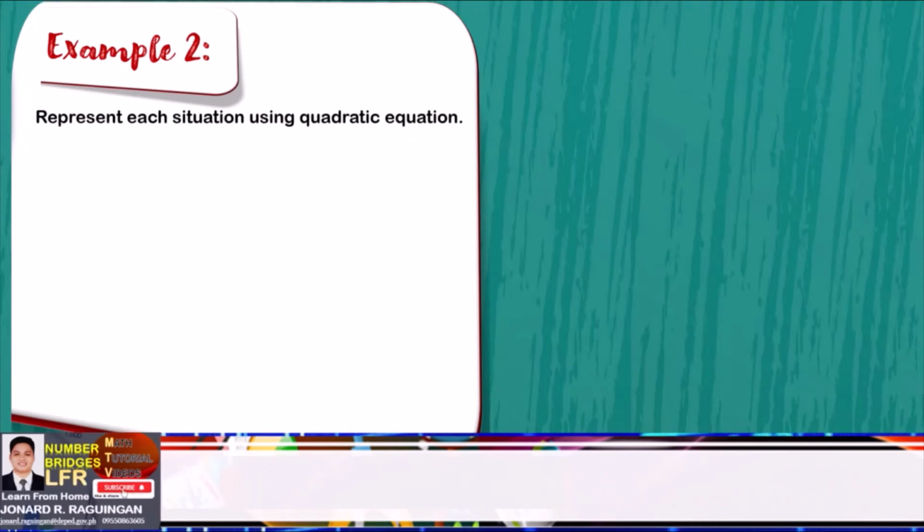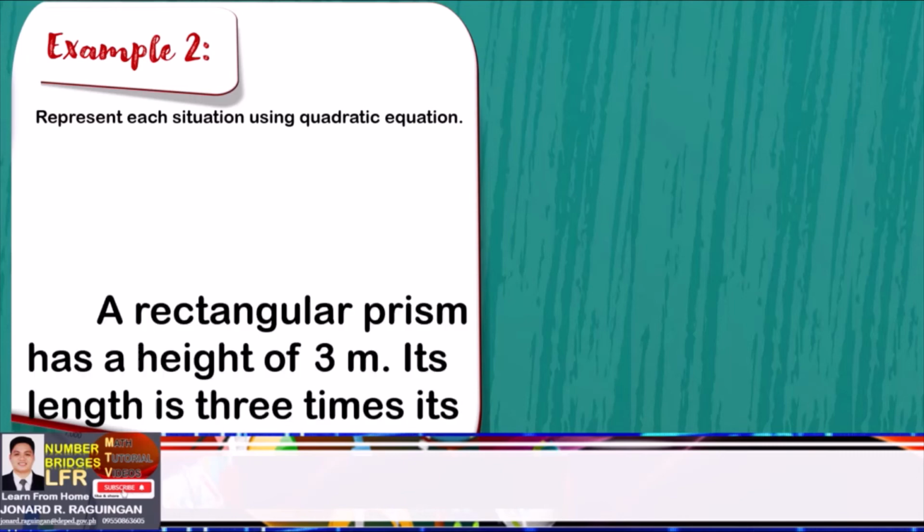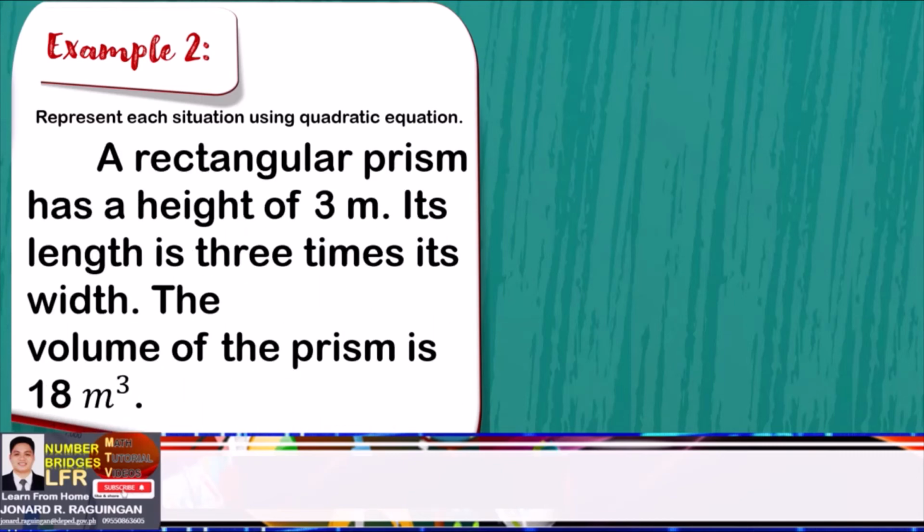Let's have another example. Represent each situation using quadratic equation. A rectangular prism has a height of 3 meters. Its length is 3 times its width. The volume of the prism is 18 cubic meter. First, the given is a rectangular prism. Its height is 3 meters. The volume is 18 cubic meter.